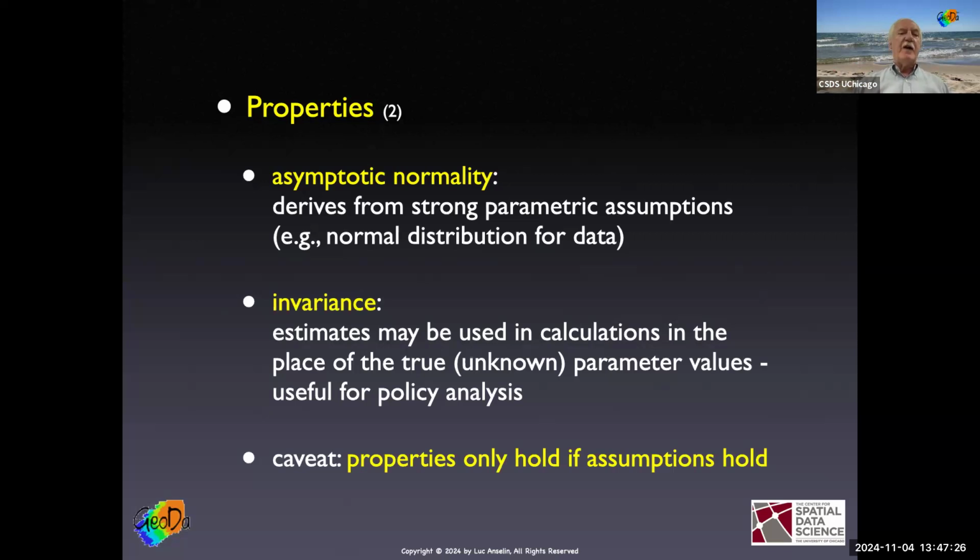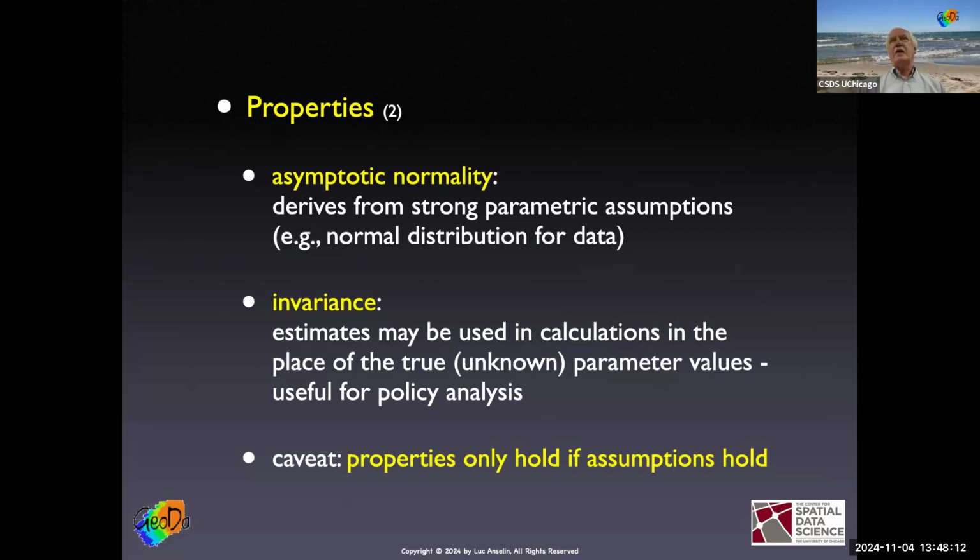So this is invariance, which is exploited quite a bit in computations of things like elasticities in economics. You know, these are functions of the parameters. If you work with a consistent estimator, then the function of the consistent estimator is a consistent estimator of the function. Whereas with unbiased estimators, the unbiasedness does not necessarily move to the function itself. And a very important caveat, but as I mentioned, not as important as it used to be, the properties only hold if the assumptions hold.